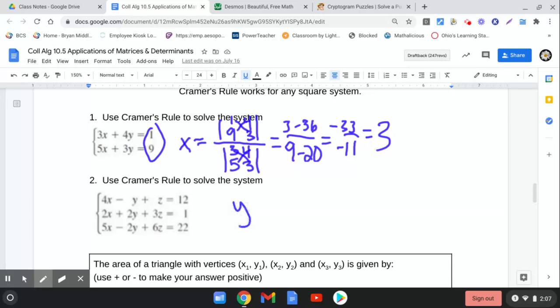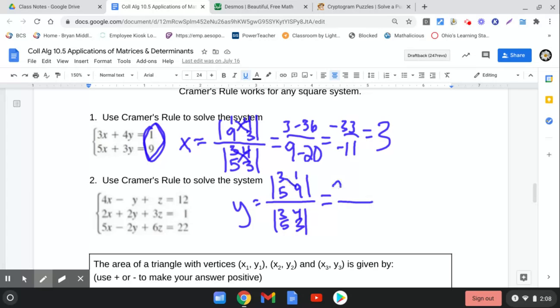I'm going to use a space down here, which I'll erase in a minute. Okay, we're still going to put that original coefficient matrix on the bottom. And then on top, we are going to leave the x column the same, but now we're going to replace the y column with those answers, 1, 9. Okay, and we're going to find the determinant.